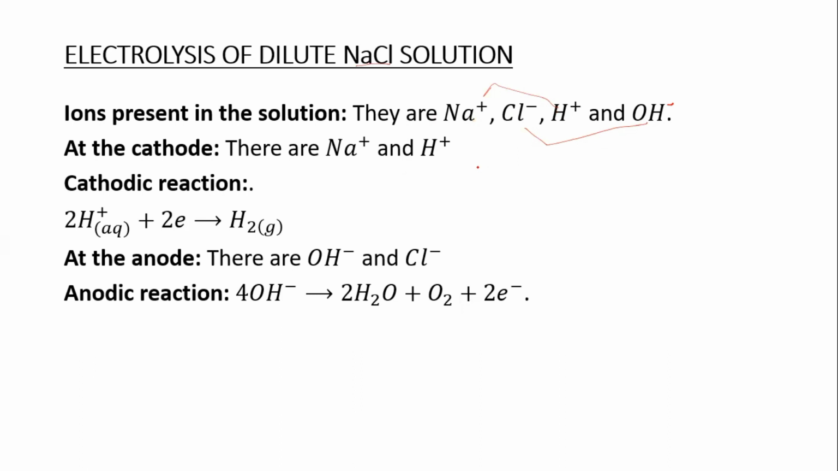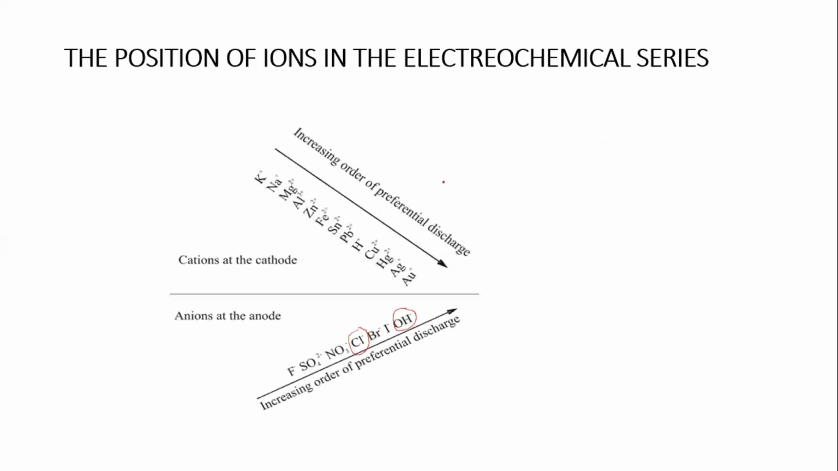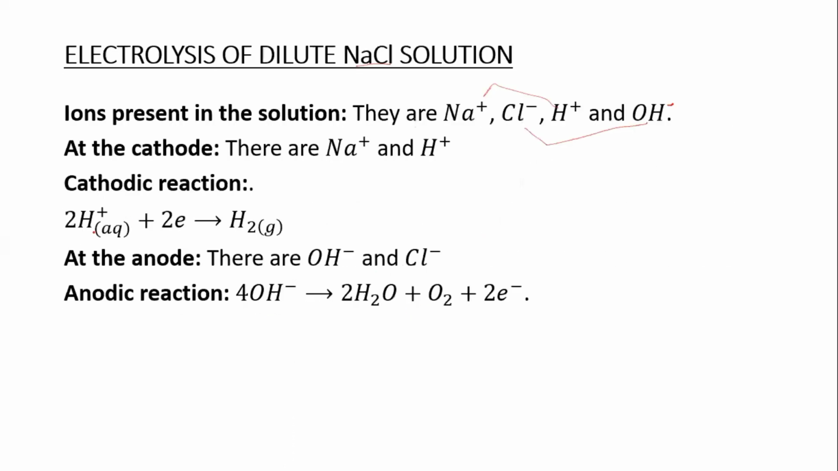Now, which one will be preferentially discharged? You go to the position of the ions in the electrochemical series, you see that H plus is far below sodium ion. So therefore, H plus, that is far below sodium ion, will be preferentially discharged. So at the cathode, 2H plus, of course this is the way you write the reaction, gives hydrogen gas, and you balance the equation. And so that is your equation, the cathodic reaction.